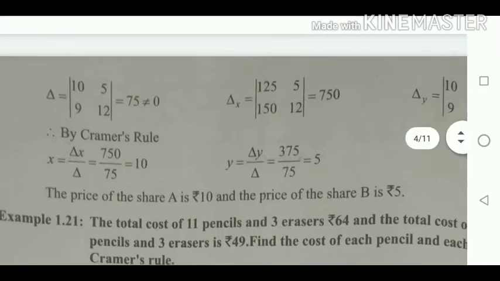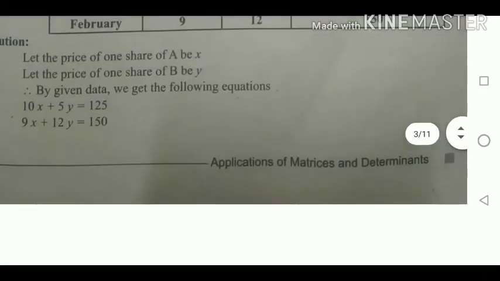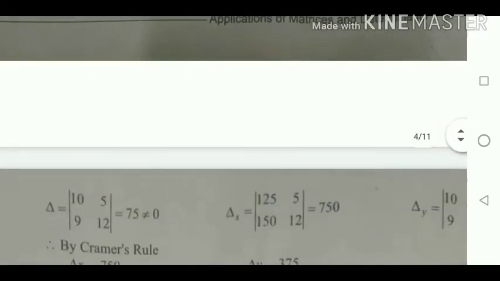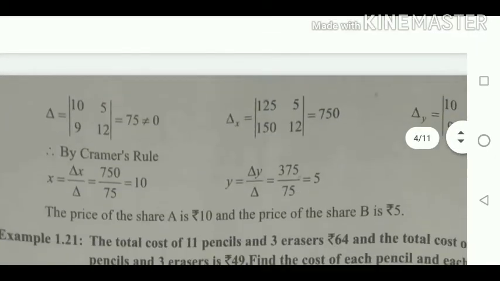That is, the first column is changed into 125. The constant terms are 125 and 150, so they are taken as the first column, 125, 150. There is no change in the second column, so let's take the second column as it is, that is 5, 12.